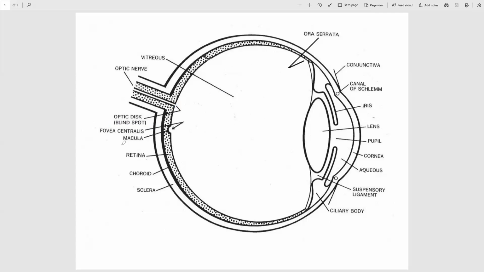Then we are going to talk about the macula. The macula here. The macula is a small, thinned out area of the retina consisting almost exclusively of cone photoreceptor cells, which provides high visual acuity. Then we are going to talk about the fovea centralis, which is located right here. The fovea centralis is the central portion of the macula and has the highest concentration of cones, and it is only at the fovea that we have 20/20 vision.